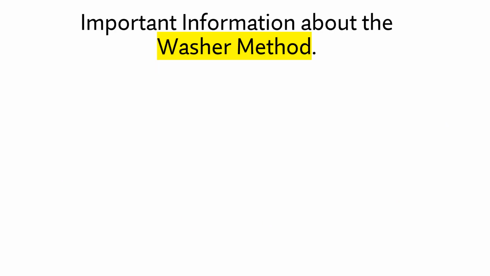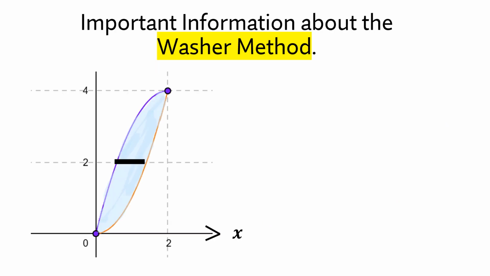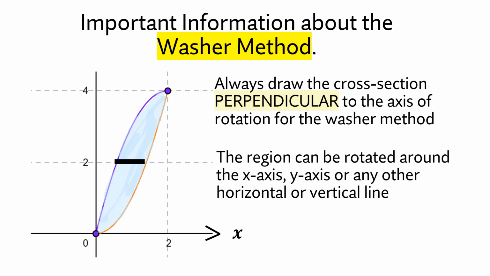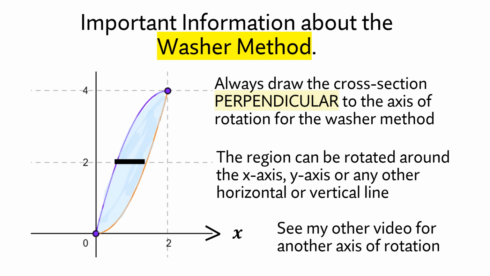And some important information about the washer method. You always must draw the cross-section perpendicular to the axis you rotate around. So in this case, the y-axis. Otherwise, you will not get a washer. For this problem, we rotated around the y-axis, but you can rotate around any other straight line. And you can see my other videos for different axes of rotation.